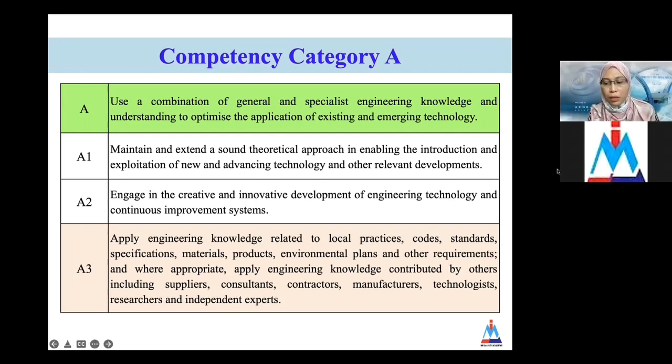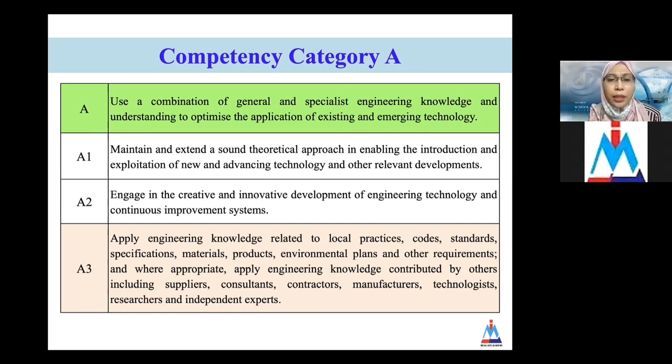So this is the list of competency category A. A is the combination of general and specialist engineering knowledge and understanding to optimize the application of existing and emerging technology. When we get to chemical engineering later, I will tell you the basic criteria of chemical engineering that you need to put within your report. A1 is to maintain and extend a sound theoretical approach in enabling the introduction and exploitation of new and advancing technology and other relevant developments. Basically, if you come from industry, you have some theoretical approach enabling the introduction or exploitation of the work you are currently doing, or any advancing technology that you have within your industries.